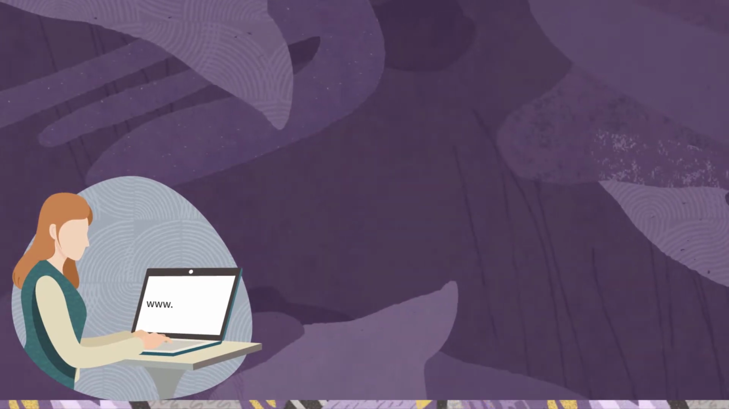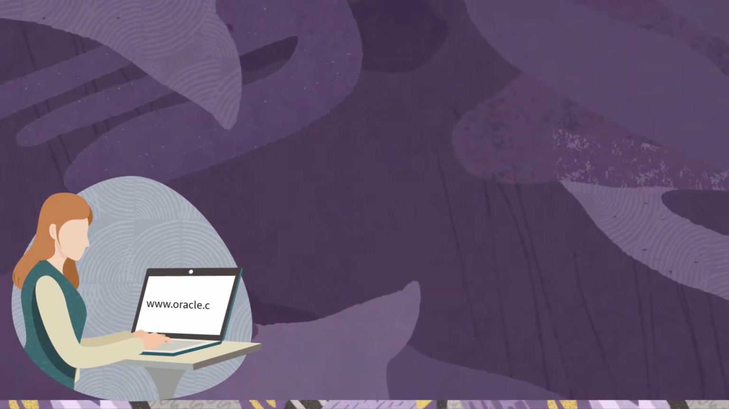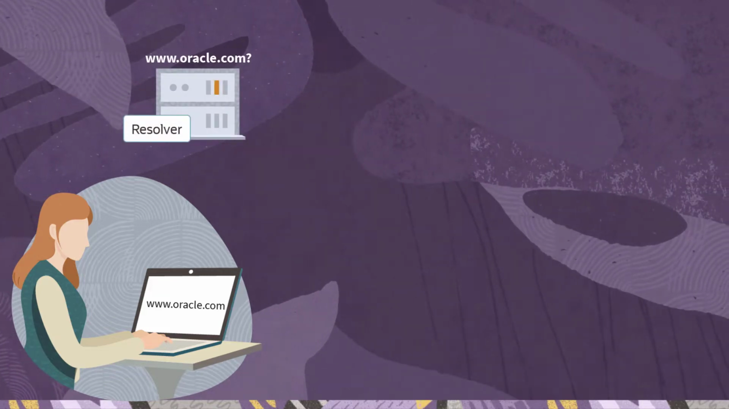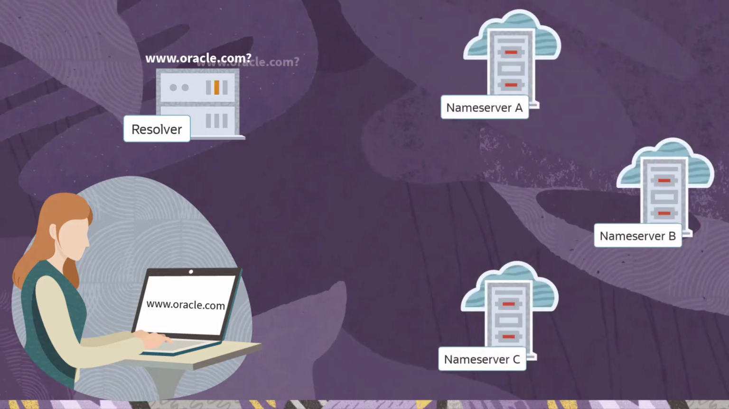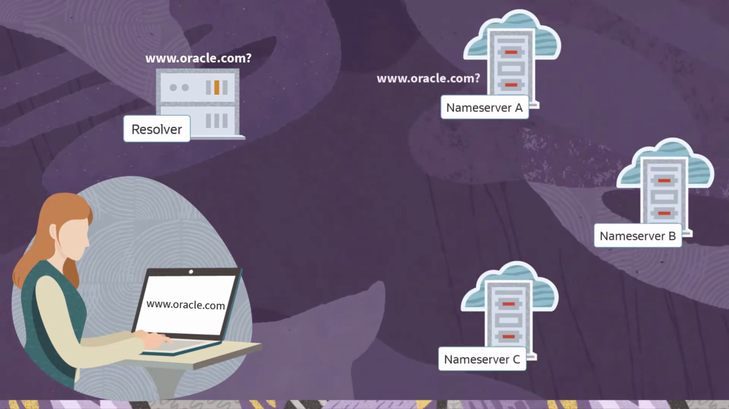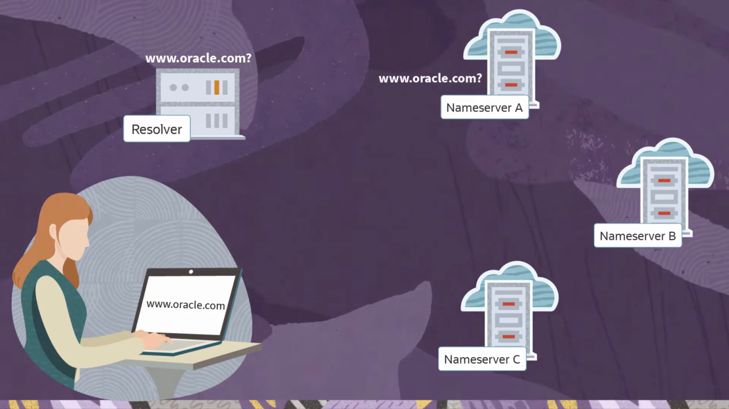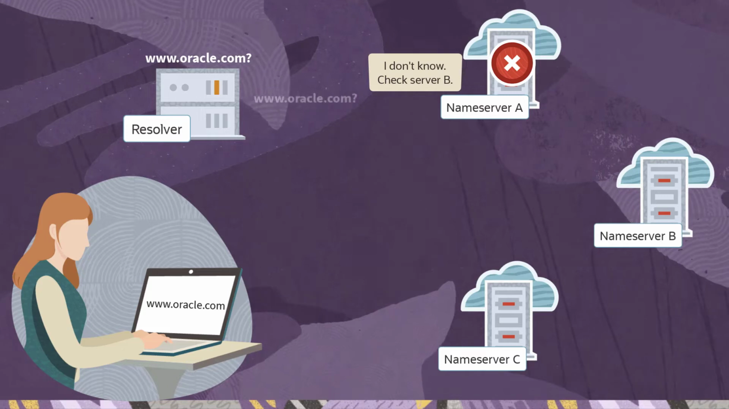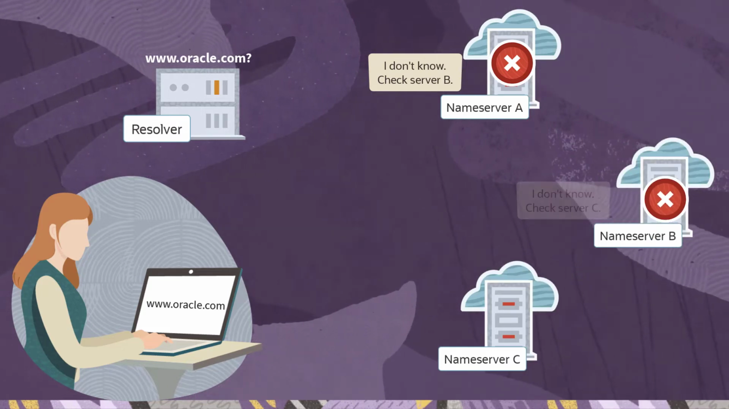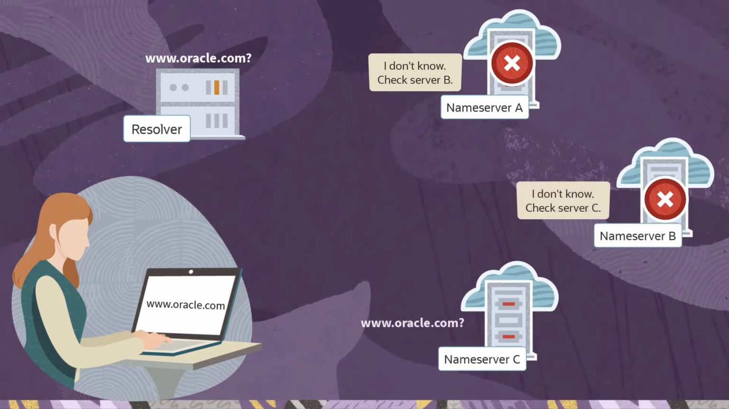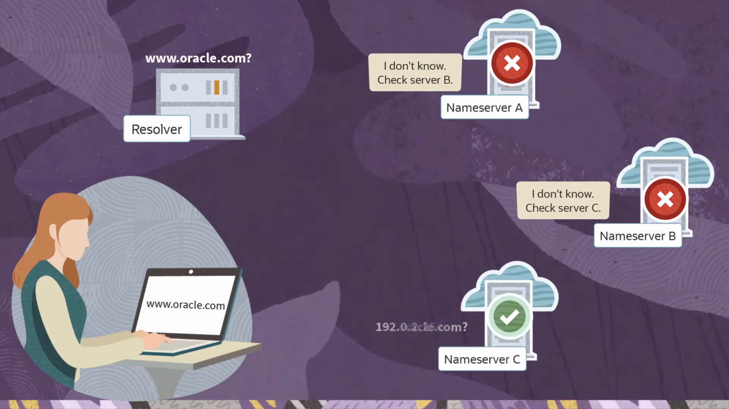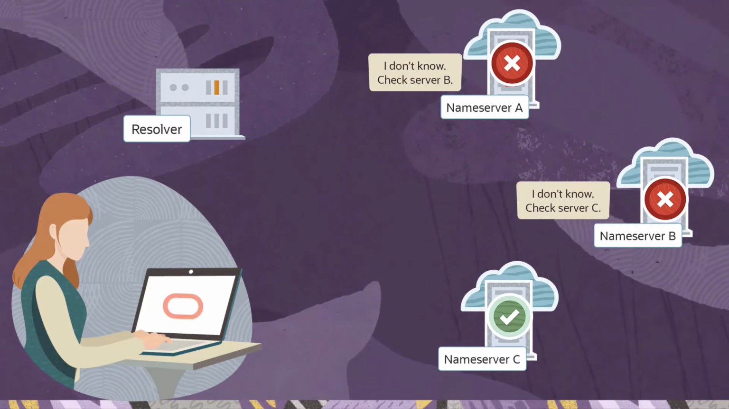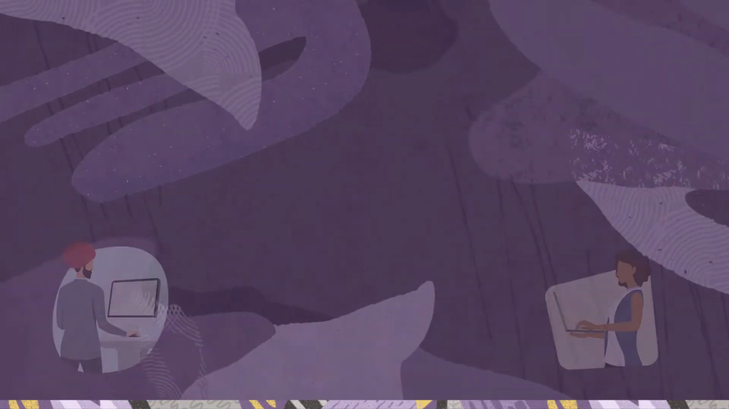Suppose you type www.oracle.com into your browser. The operating system on your computer asks a resolver that queries several authoritative DNS name servers if they know oracle.com's IP address. If the name server doesn't have a record of that information, it continues to query authoritative name servers until it finds the one that knows the IP address for oracle.com. The authoritative name server provides the IP address, which the browser uses to get you to the right web page.